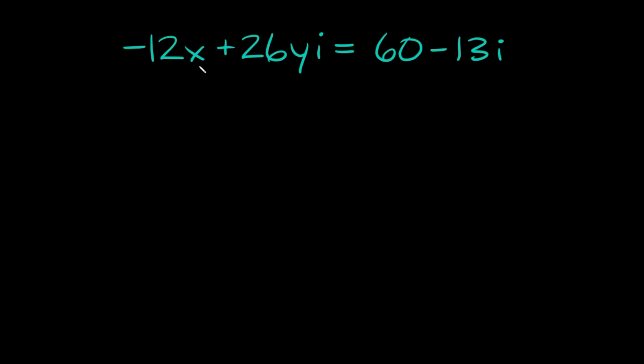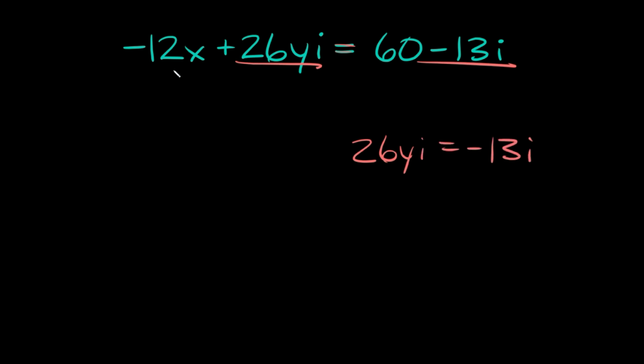All right, next we have negative 12x plus 26yi is equal to 60 minus 13i. All right, so again, matching like terms. So here we have 26yi, and we're going to set that equal to this i over here. And make sure you include the sign. So this is going to be negative 13i. Right, so we have 26yi is equal to negative 13i.